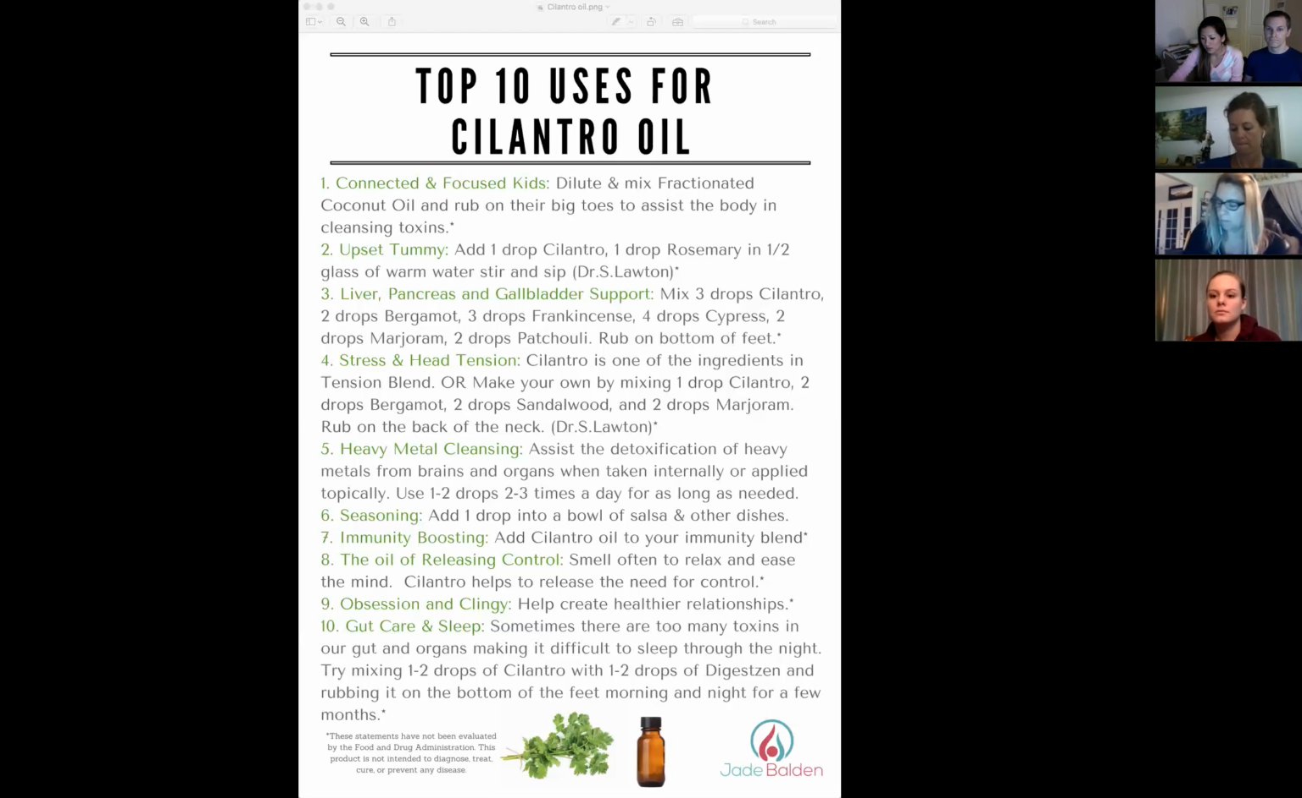It's one of those oils. It's not very expensive. It's not like frankincense or anything. So it's a herb, right? And so it's great for the tummy, like most herbs. So here's Dr. Susan Lawton. She said this a couple of places, a couple of times, so I thought this is important. 1 drop of cilantro and 1 drop of rosemary in warm water, and sip it. So that's for upset tummies.